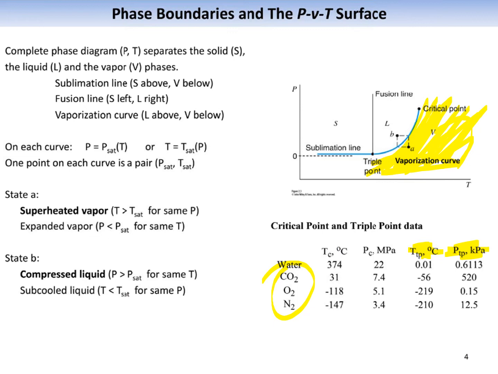Normally we have atmospheric pressure that is 101.35 kilopascal, and you can see that here the pressure is 0.6113 kilopascal, far below the atmospheric pressure, and the temperature must be 0.01 degree centigrade to achieve the triple point.